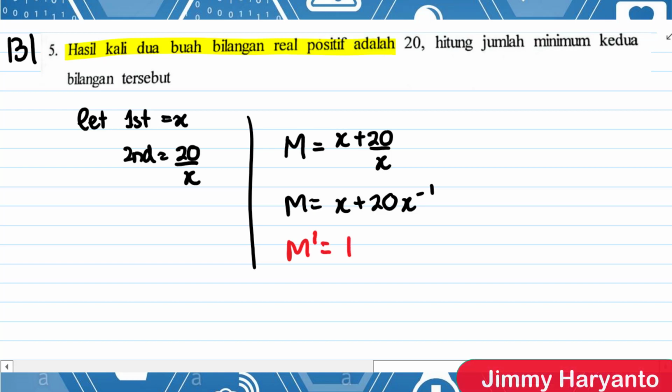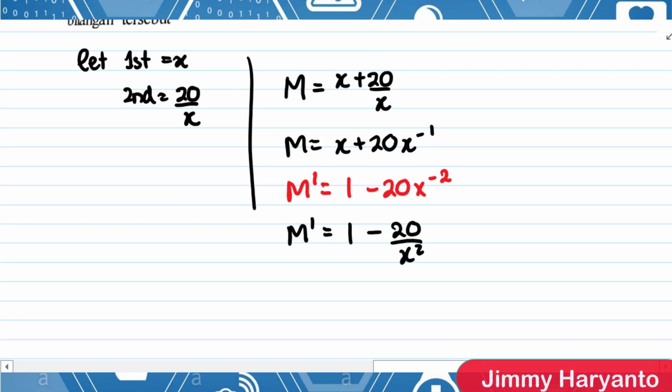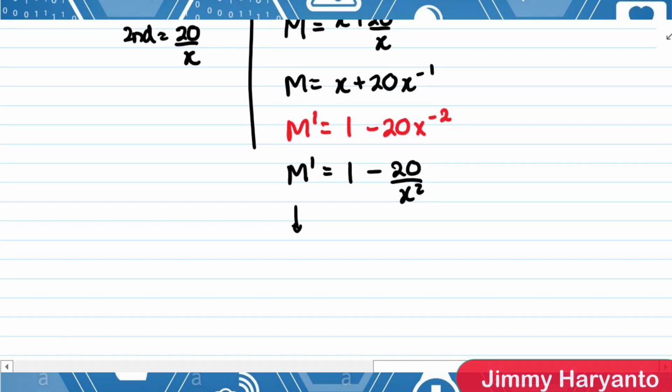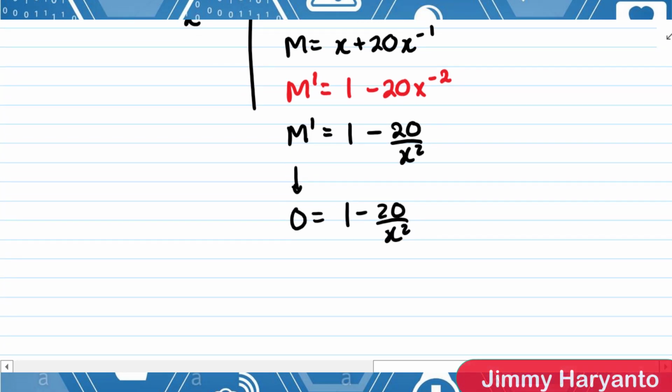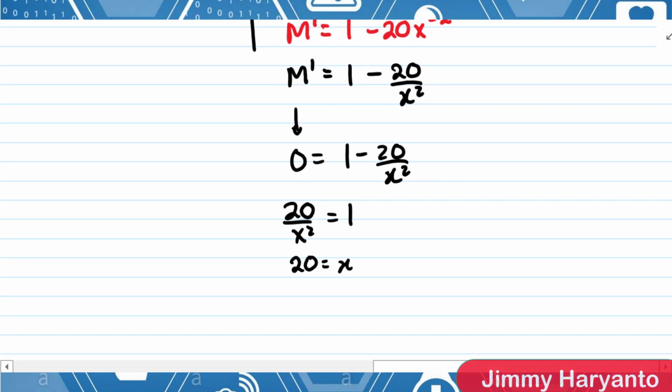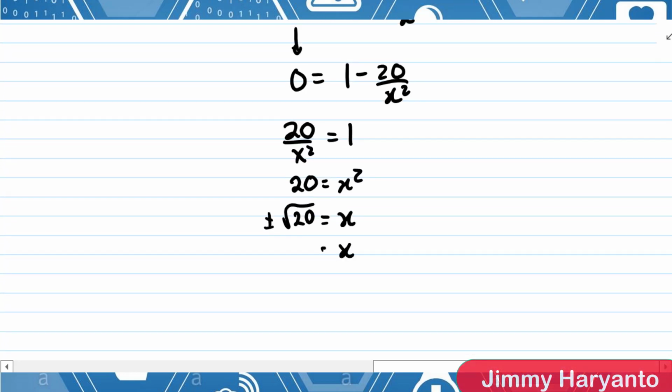to make it easier later when you want to differentiate it. So the first differentiation will be 1, and then negative 20x to the power of -2, and then after this maybe you want to revert the x to the bottom again. Okay, the next thing you have to do is to make it 0 equals to 1 minus 20 over x squared, and then use your algebra. You will have an expression like this, and then 20 equals to x squared, and then x equals to plus minus square root of 20, and then the value of x will be 2 square root of 5 plus minus, but we can reject the negative one.